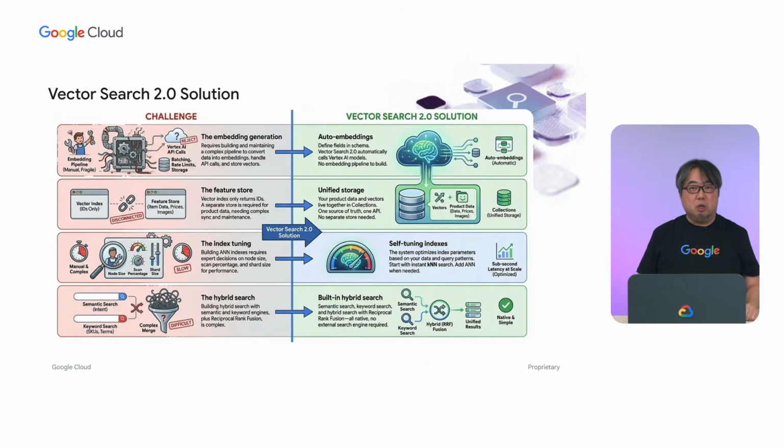Third, the tuning. Tuning for the ANN index is a nightmare for developers building a production setup. ANN stands for approximate nearest neighbor algorithms. That is the key technology for vector search that allows you to find the relevant items from billions of items in tens of milliseconds. But it requires very high expertise on tuning, like how many shards you want to use for splitting the data into different nodes or instances, or what is the best balance between the recall rate or accuracy and the latency. With VS2, everything is automated.